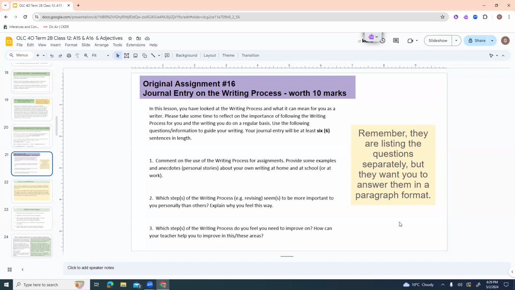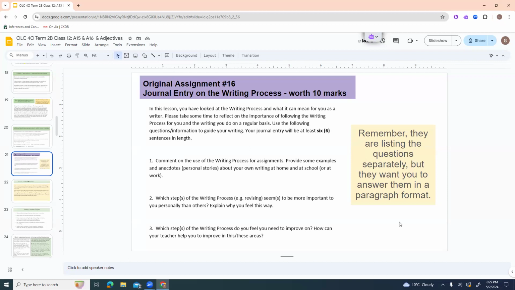So it says, in this lesson, you've looked at the writing process and what it can mean for you as a writer. Please take some time to reflect on the importance of following the writing process for you and the writing you do on a regular basis. Use the following questions or information to guide your writing. Your journal entry will be at least 6 sentences in length.